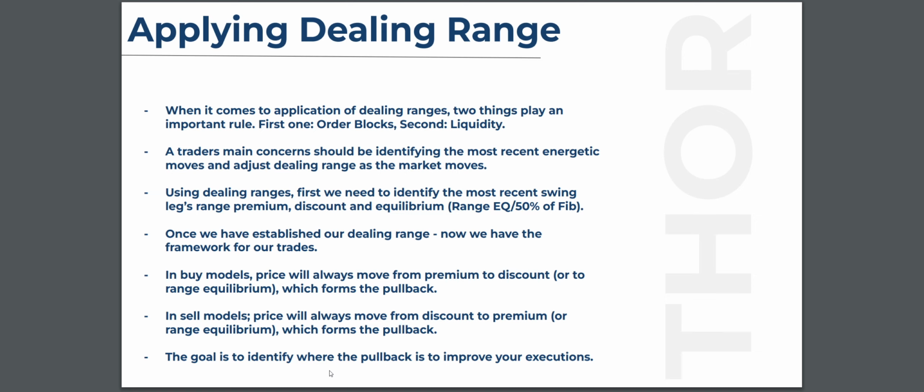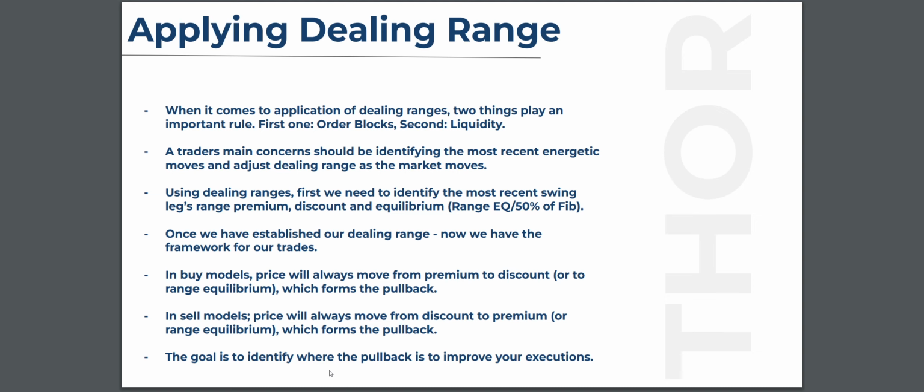And second one is liquidity, basically because it forms the dealing range high or dealing range low, depending on the order flow of the market. The trader's main concern should be identifying the most energetic moves and adjust dealing range as the market moves. Like I previously mentioned, as liquidity gets purged, you need to be aware of that, and you need to adjust the dealing range accordingly. Otherwise, you're not going to have the correct framework.